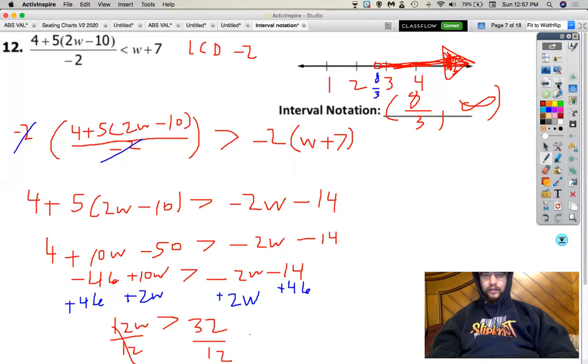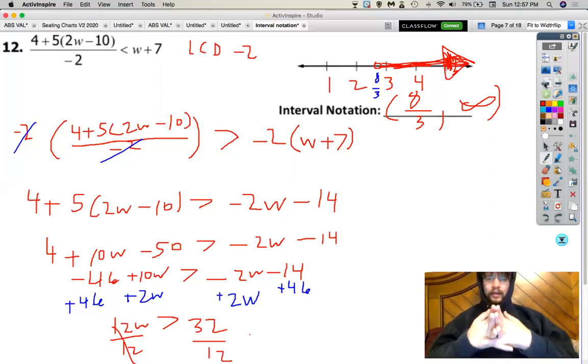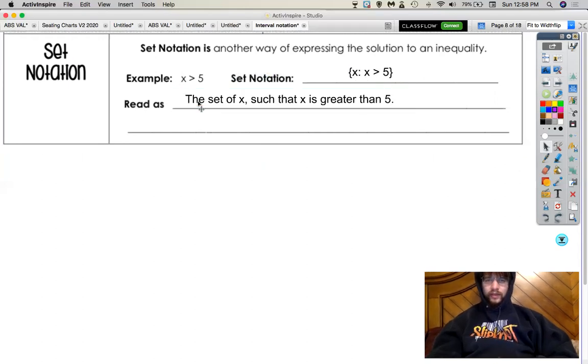And I think, yeah, we'll just talk about set notation. That'll be it. So far, we've just done interval notation and the graph. There's one more thing, set notation. It's just another way to represent it. So it looks like this. Curly brackets represent a set of numbers. So it's the set, and if we read this, it's the set of x such that x is greater than 5. The set of x such that x is greater than 5. Okay.